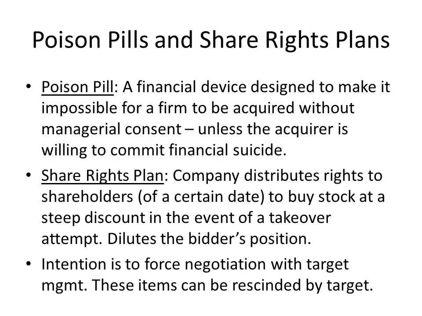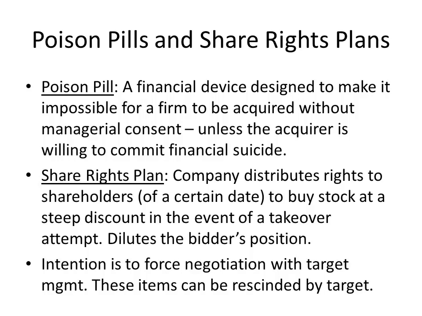Now let's talk about poison pills and share rights plans. A poison pill is any financial device designed to make it impossible for a firm to be acquired without managerial consent, that is, the consent of target management, unless the acquirer is willing to commit financial suicide. How might this work? Well, if you were the target, you could take on a lot of debt and pay out an enormous dividend to your existing shareholders. And in this way, what you've done is made the company extraordinarily risky because it's financed primarily with debt. If something goes bad, can you pull that money back from the shareholders? No, there's no such thing as a negative dividend. And so basically, the company is left in a position of not being financially viable.